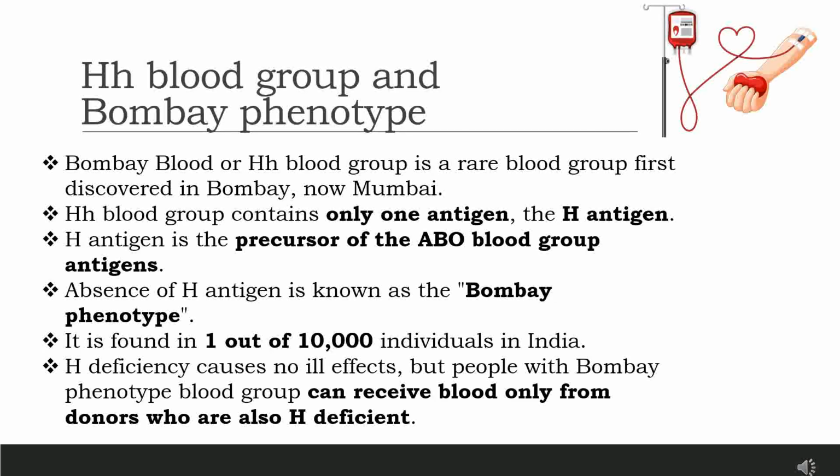The H deficiency causes no ill effects, but if a blood transfusion is ever needed, people with the Bombay phenotype or H negative blood group can receive blood only from donors who are also H negative. Because the H antigen is the precursor of ABO blood group antigens, if it is not produced, the ABO blood group antigens are also not produced.